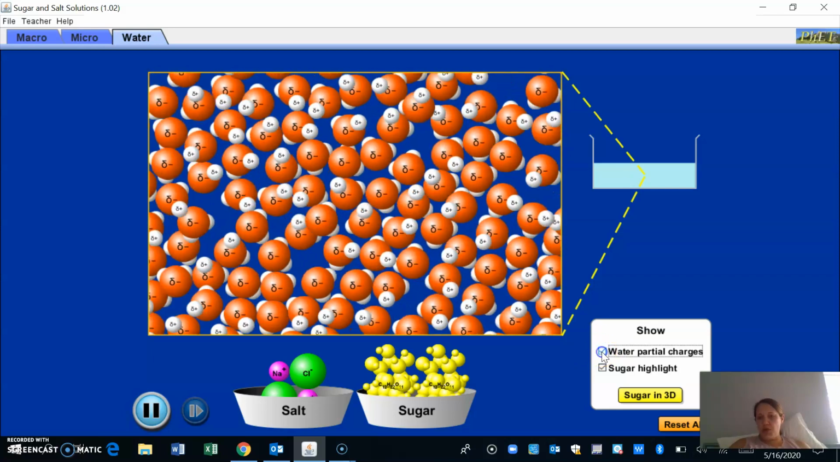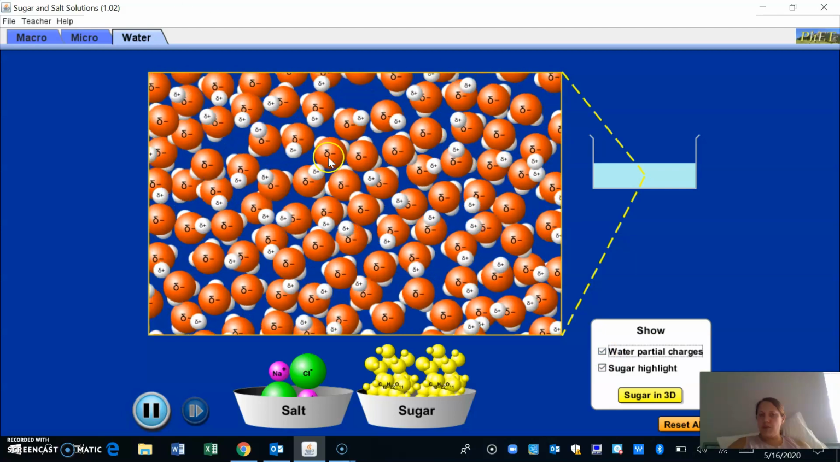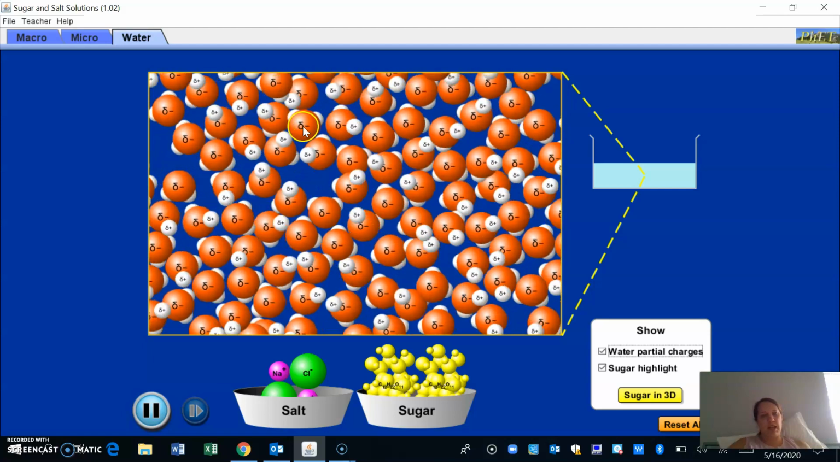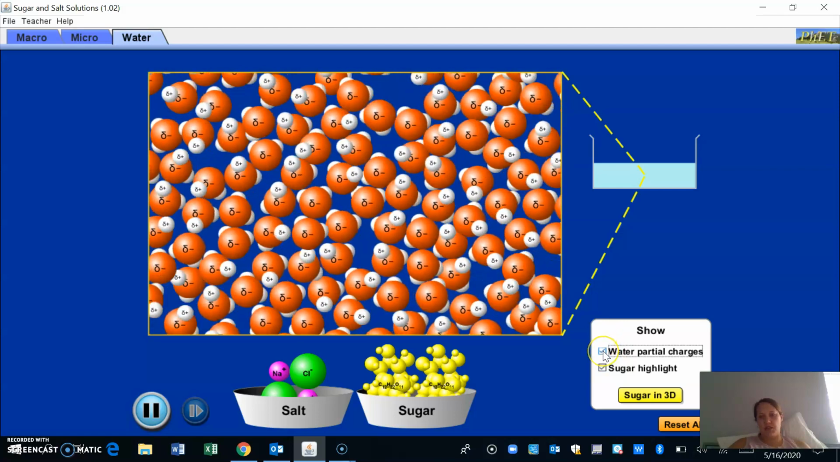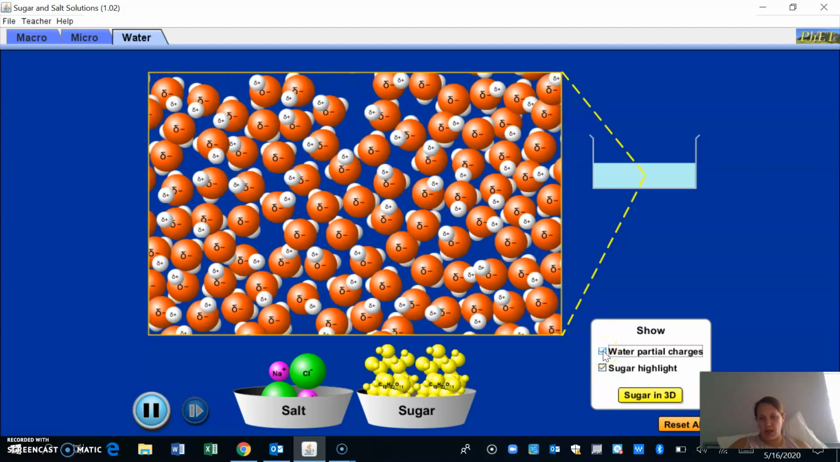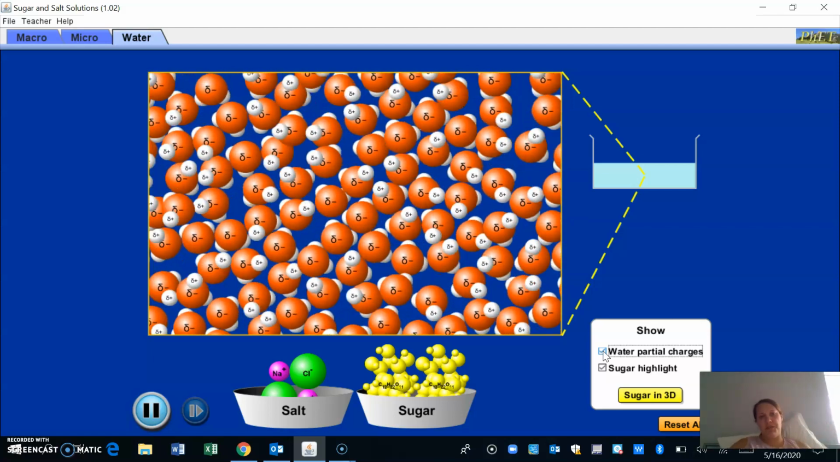I'm going to go ahead and show the partial charges of water. So you see the oxygens, which are your red atoms, those are going to be your partial negatives. And the whites are your partial positives, and that's your hydrogens, okay? And that's what water molecules look like. I'm going to go ahead and remove that just for the sake of clarity of the drawing.